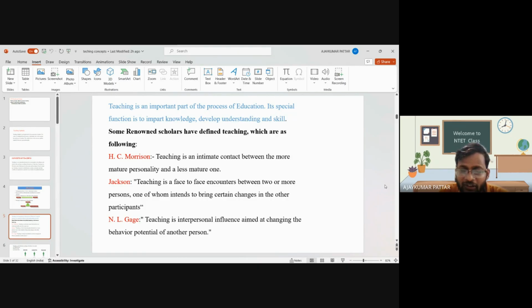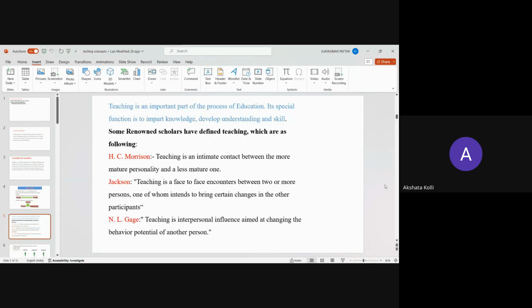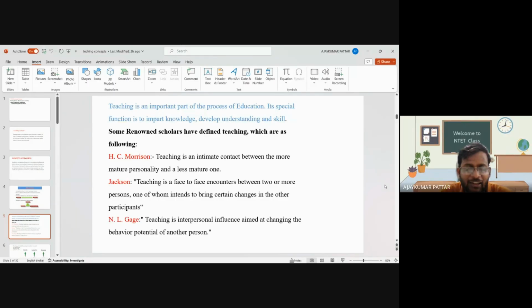According to Morrison's opinion, what is it? Can I talk in between in Hindi? No problem. No problem, sir. According to Morrison, what does he say?